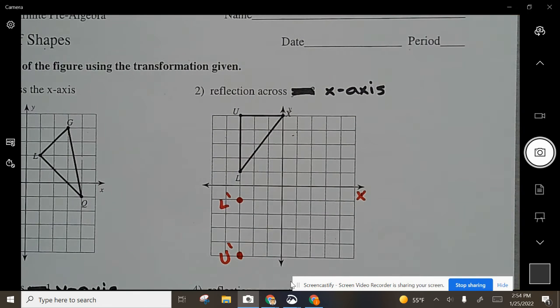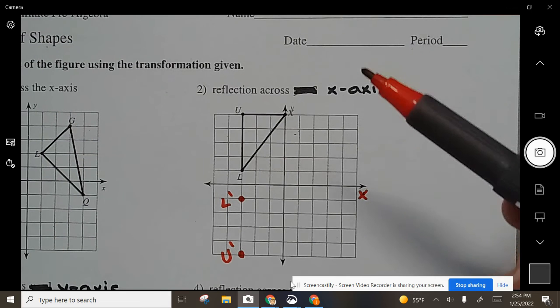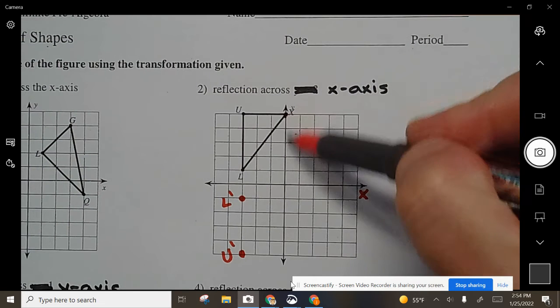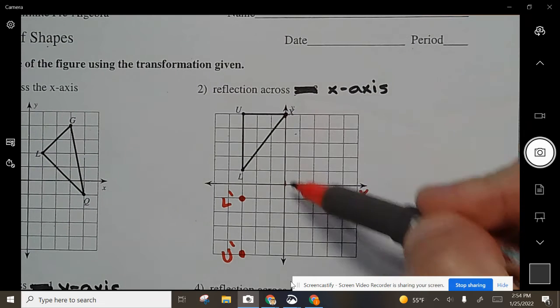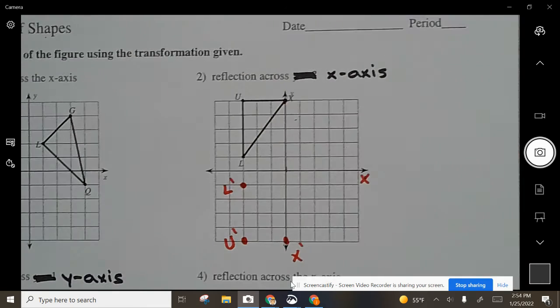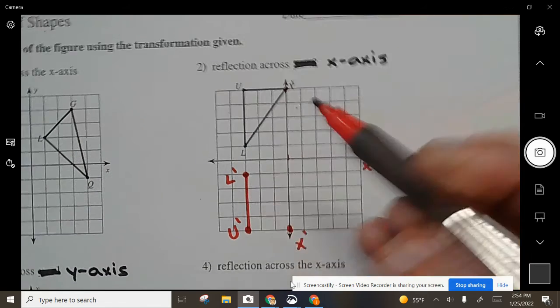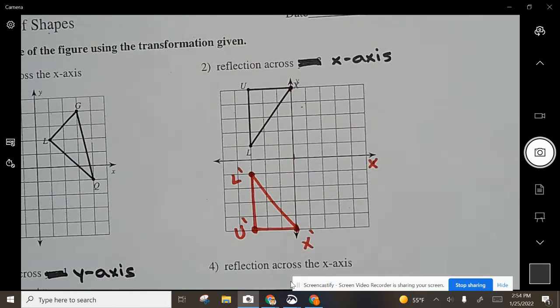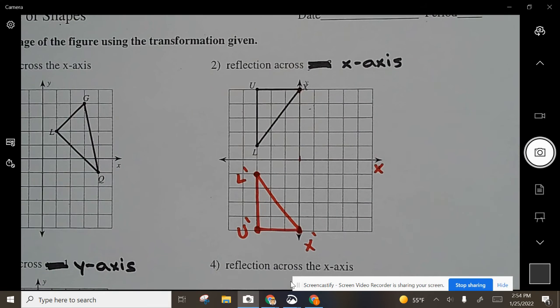All right. Sorry about that. And then how far is X from this? X is going to be how many? 1, 2, 3, 4, 5. 1, 2, 3, 4, 5 right here. X prime. And now go ahead and draw your triangle. Okay. And hopefully you get a good sense of what's going on here.